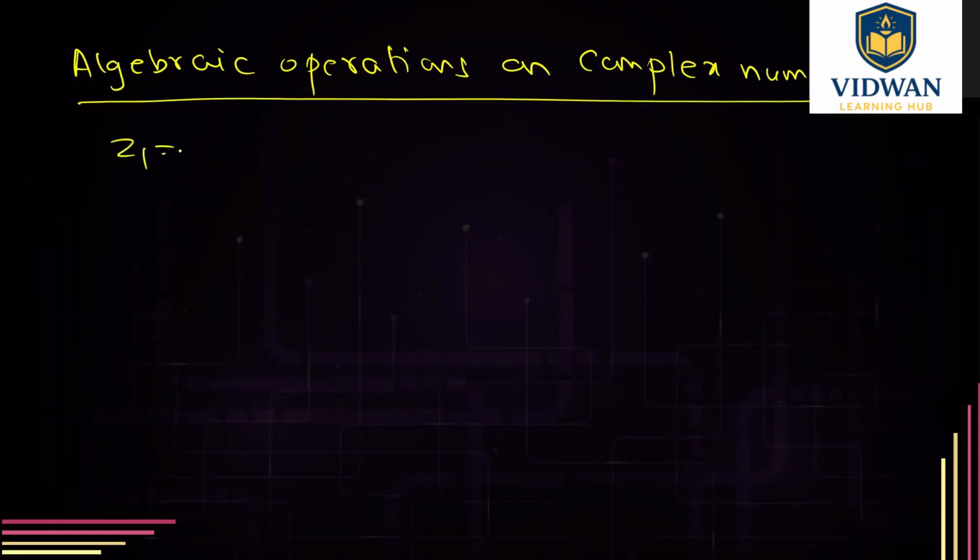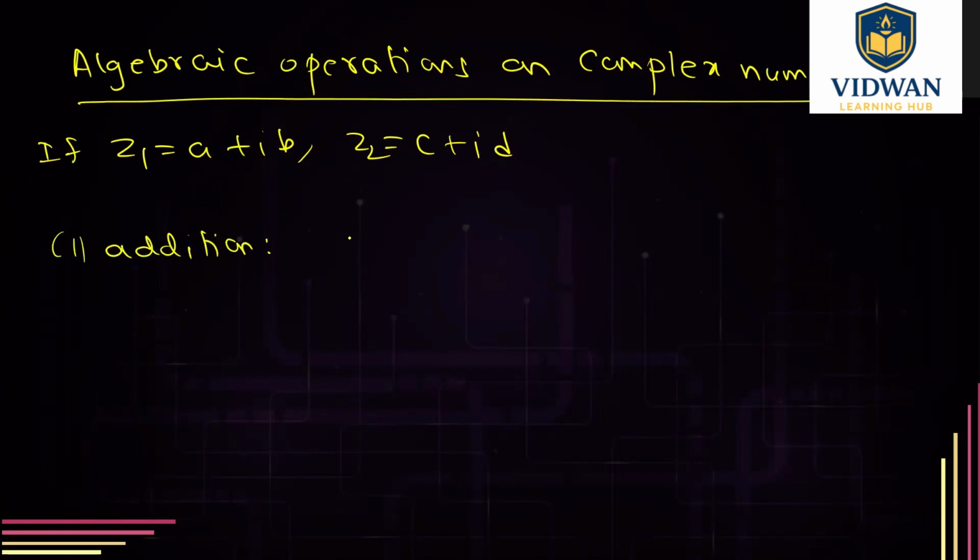So if there is a complex number Z1 as a plus ib, and one more complex number Z2 which is c plus id, if you have to perform addition of complex numbers, it is similar to real numbers. But while adding the complex numbers, you'll add real part with real part. So we'll add a with c, which is the real part, and ib with id, which are both imaginary, taking i common. So this is the new complex number after adding them.